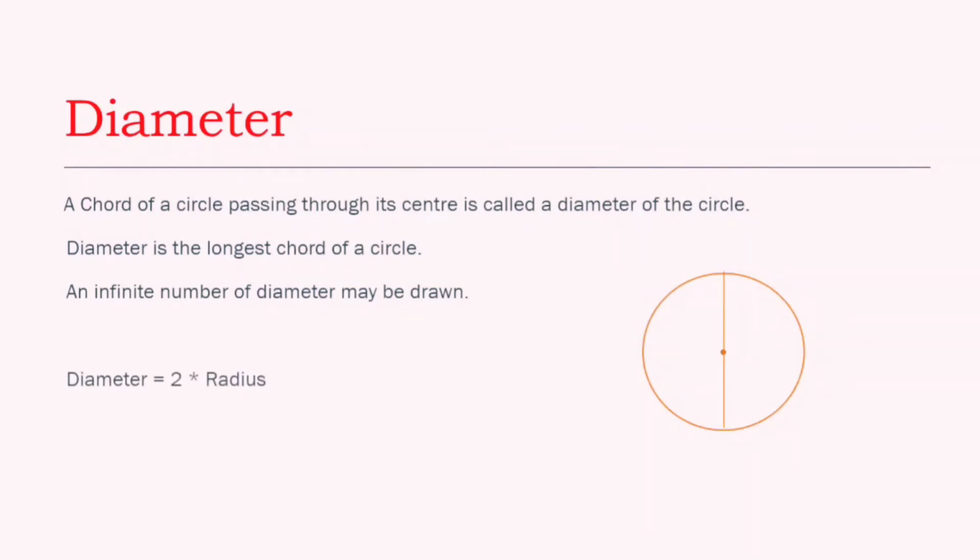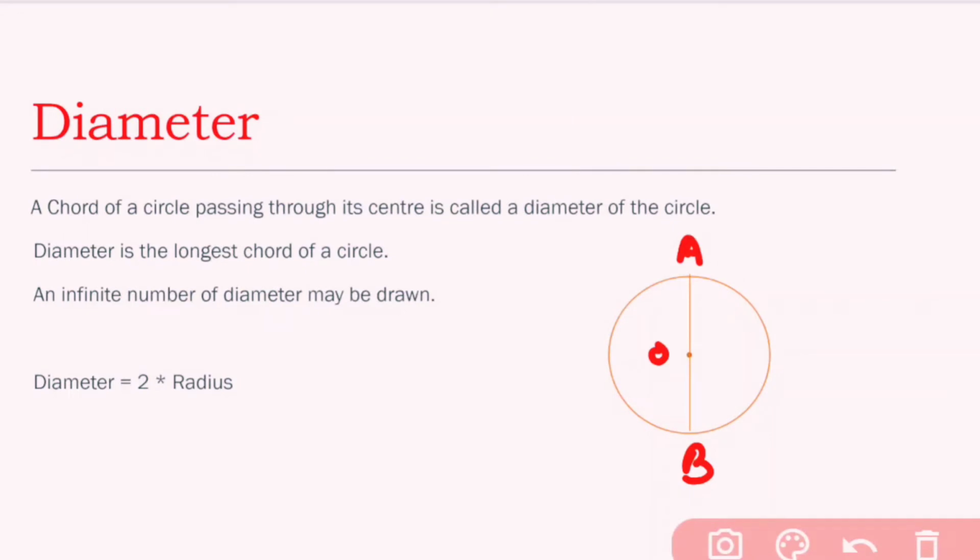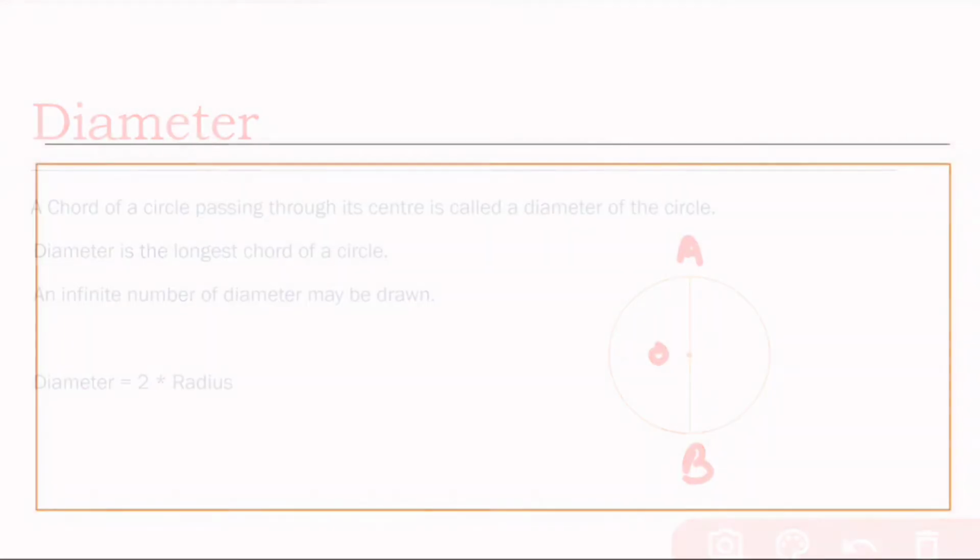Diameter is equal to 2 into radius. Here OA is the radius and AB is the diameter. Radius is half of the diameter.